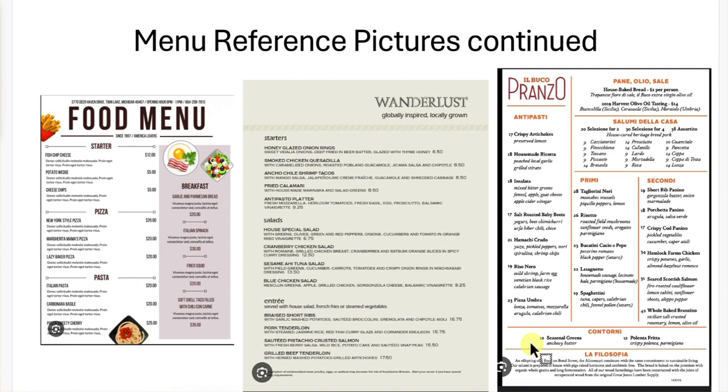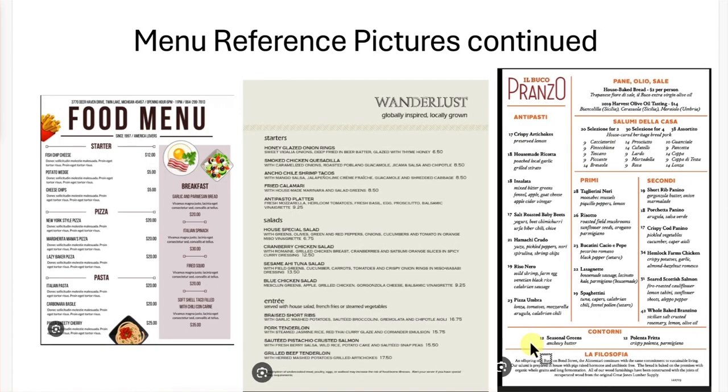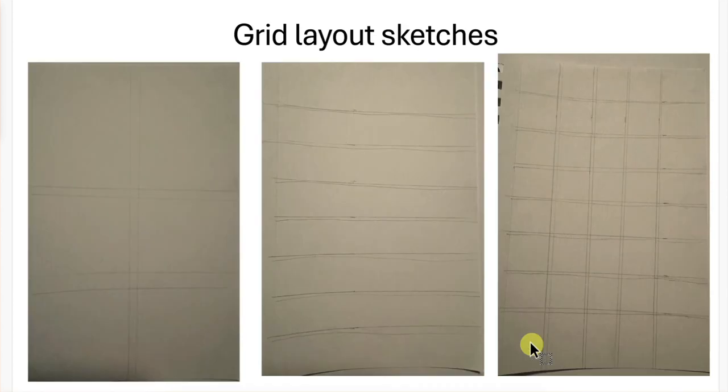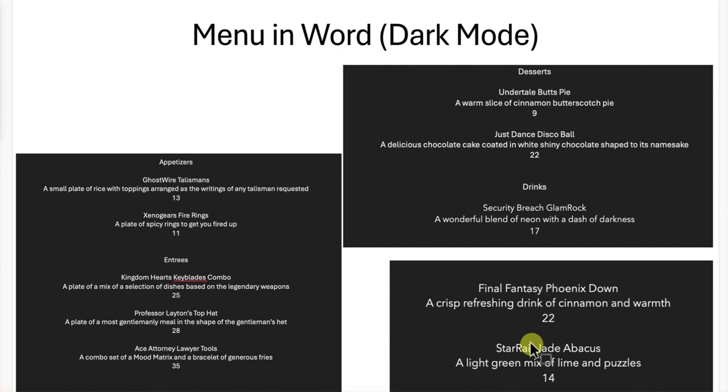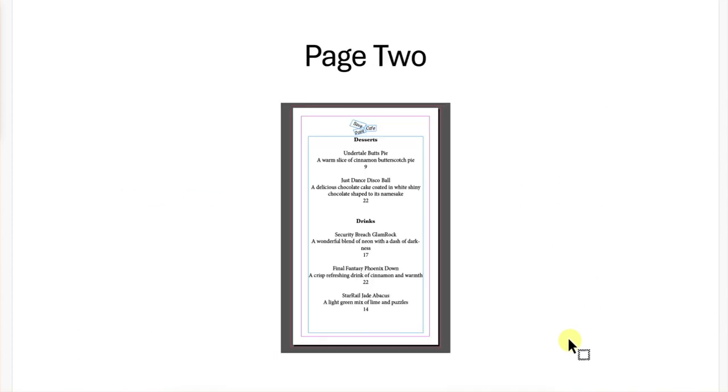That Il Buco Pranzo and the food menu on the left are good grid structures. Wonderlust, not great. These are good grid structures too, for the most part. The big one is just two columns, but at least they're columns, right? So here's your grid layout sketches. Good. Okay. And here's your menu in the process. Good. Okay. All right, and then here's some of the challenges that you ran into. And you're just telling us that you like simple design overall.